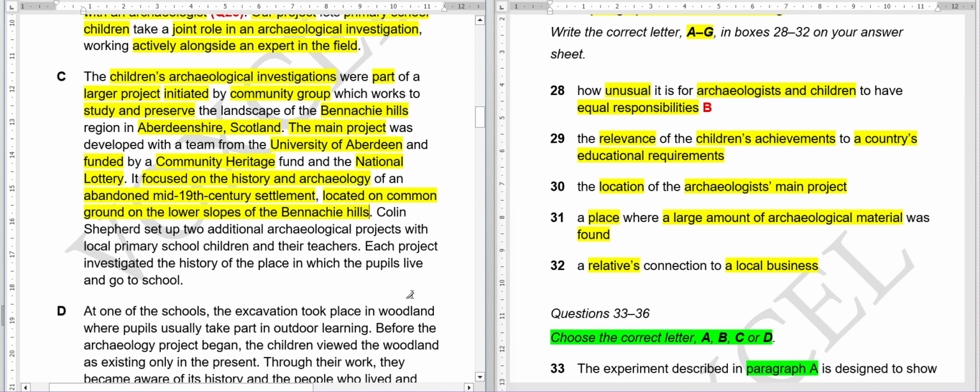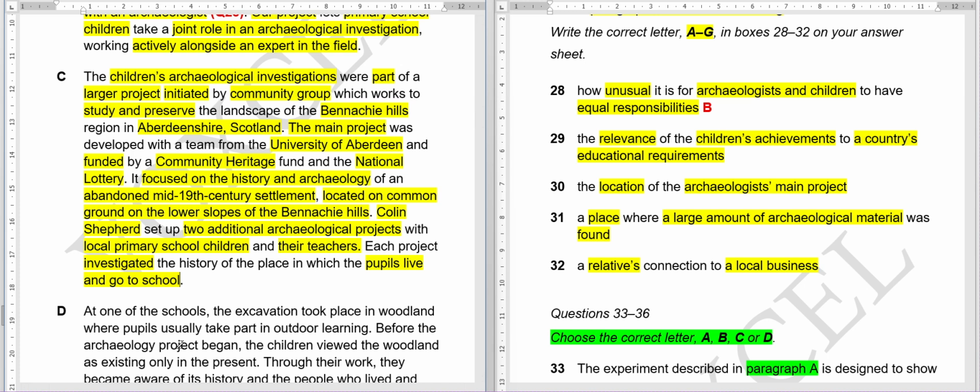Colin Shafford set up two additional archaeological projects. So this particular person, Colin Shafford, set up two extra projects. Additional means extra. One was this particular main project, and apart from that, two other projects were set up by this person with local primary school children and their teachers. Each project investigated the history of the place in which the pupils live and go to school. So what they investigated was where pupils live and where they went to school. I hope it is clear.